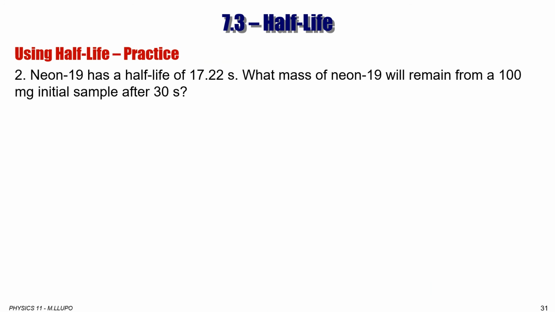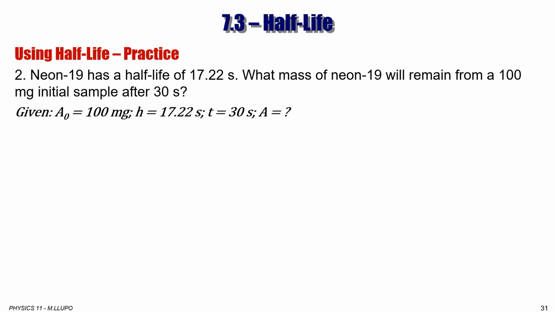Let's do some practice using those formulas that we just learned. Neon-19 has a half-life of 17.22 seconds. What mass of neon-19 will remain from a 100 milligram initial sample after 30 seconds? So what is given? Initial sample of 100 milligrams.